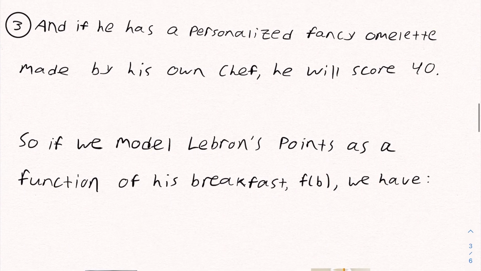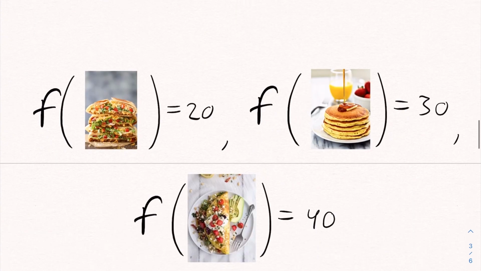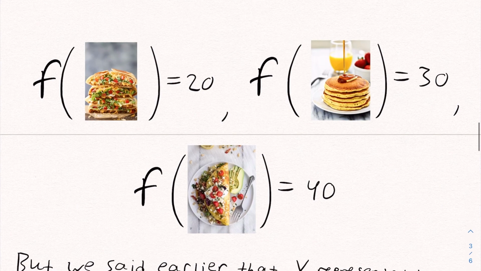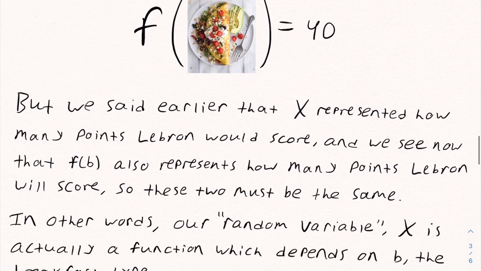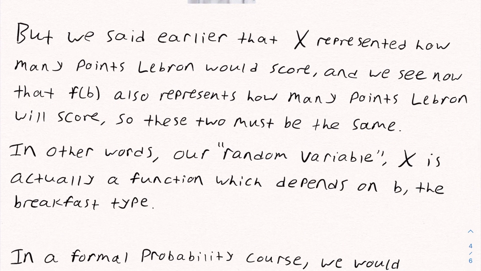So now, if we model LeBron's points in his next game as a function of his breakfast, and here B denotes the type of breakfast that he had, we have the following scenario. So we have that when he eats the Taco Bell's Crunchwrap Supreme, he's going to score 20 points. When he eats the IHOP pancakes, he's going to score 30. And when he eats his fancy omelet, he's going to score 40. But we said earlier that x represented how many points LeBron would score, and we see that f of b also represents that same information.